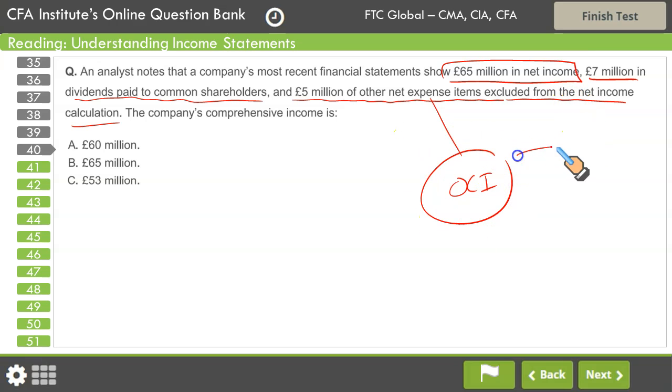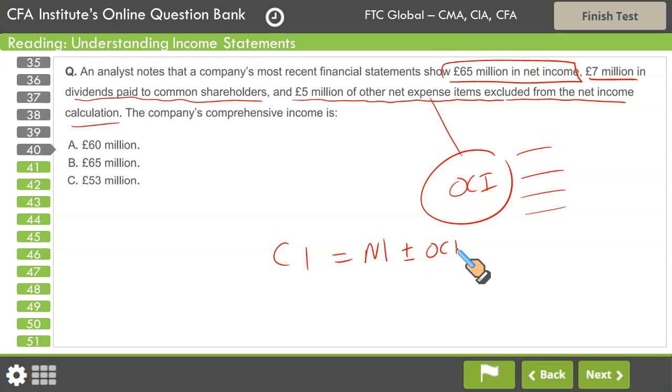OCI. And those four items which we discussed earlier, I'm sure you remember: gain and loss for available for sale debt securities, effective portion of gain and loss on cash flow hedge, foreign currency translation involving foreign subsidiaries, and the defined benefit post-retirement plan, any gain and loss related to this. So clearly these are the items of expenses or gains not reported in the net income, called OCI. So we know comprehensive income is the sum of net income plus or minus OCI.